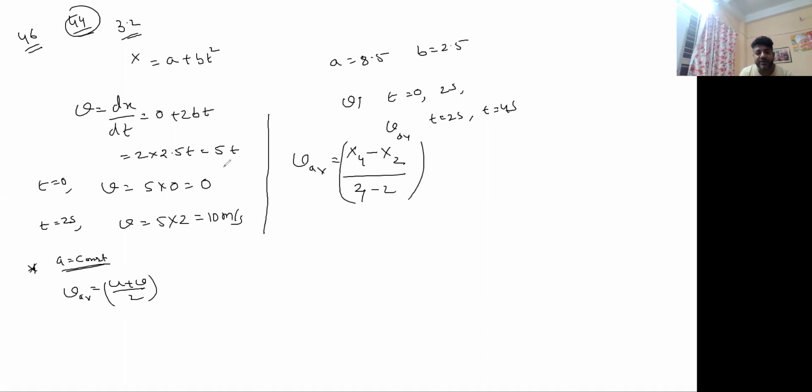Now, first of all, let me check whether this equation is a constant acceleration equation or not. How do you check it? Acceleration is dv by dt, that is 5t. If you differentiate this, you have 5. Yes or no? That is constant. So as the acceleration is constant, I can show you that from both methods you get the same answer. For that, you have to find the velocity at 2 seconds. Velocity at 2 seconds is 10 meters per second.